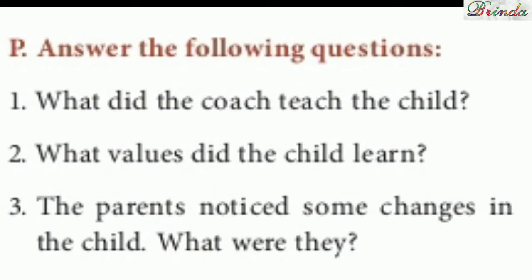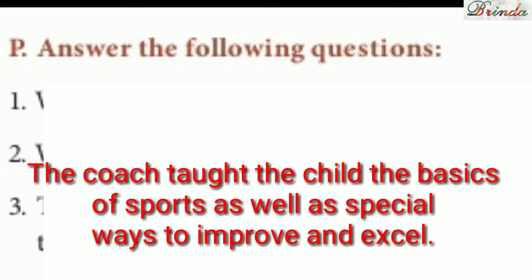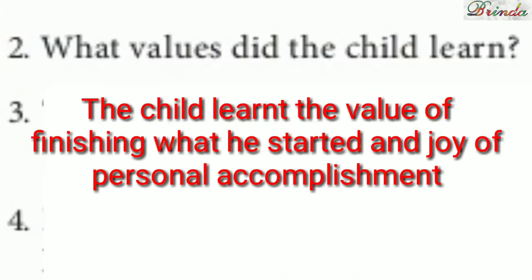Okay, children, moving on to section B. Answer the following questions. By reading and understanding the passage, you are going to write the answers. First one, children, what did the coach teach the child? The coach taught the child the basics of the sport as well as special ways to improve and excel. Second one, what values did the child learn? The child learned the value of finishing what he started and enjoying personal accomplishment.